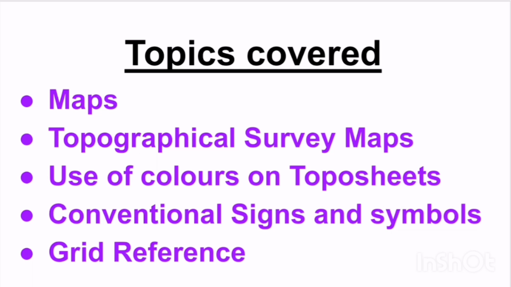You very well know what natural and man-made features are. Natural features are like your mountains, rivers, valleys, plateaus, etc. And man-made features are like towns, buildings, roads, bridges, canals, etc. Also these topo sheets are used for various purposes like military purposes, and they are useful for engineers, surveyors, tourists. Then was your use of colors on topo sheets.